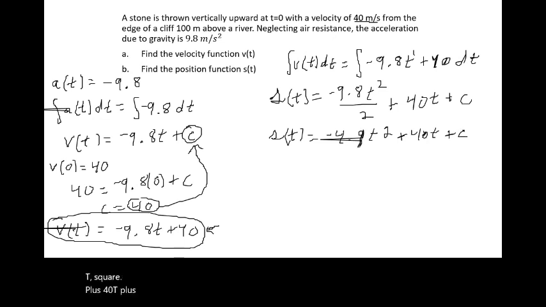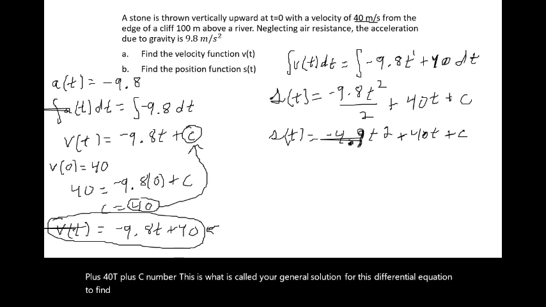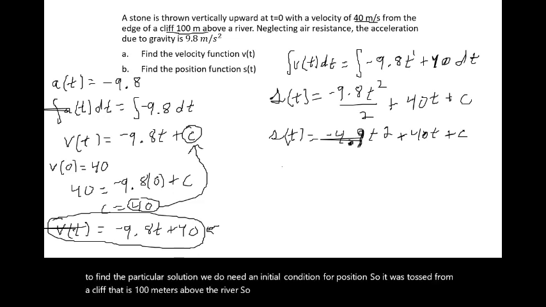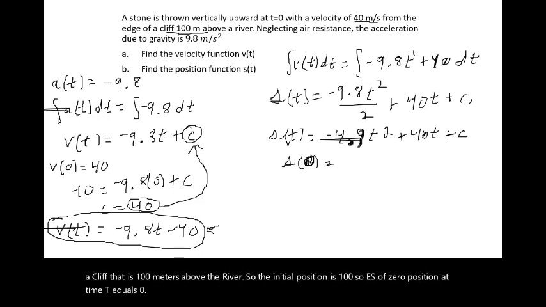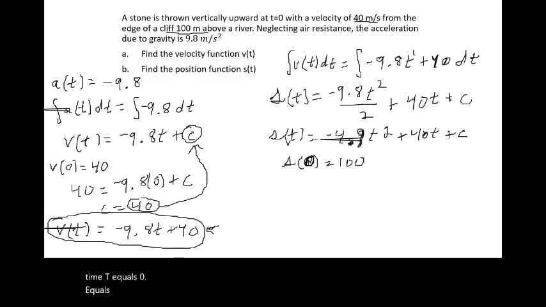Now remember, this is what is called your general solution for this differential equation. To find the particular solution, we do need an initial condition for position. So it was tossed from a cliff that is 100 meters above the river, so the initial position is 100. So s of 0, position at time t equals 0, equals 100. So what I'm going to do is plug 0 in for t and 100 in for s of t, and I'm going to solve for c.